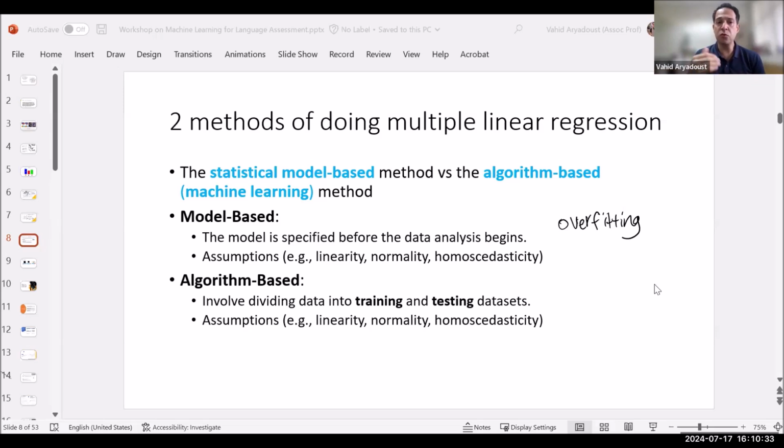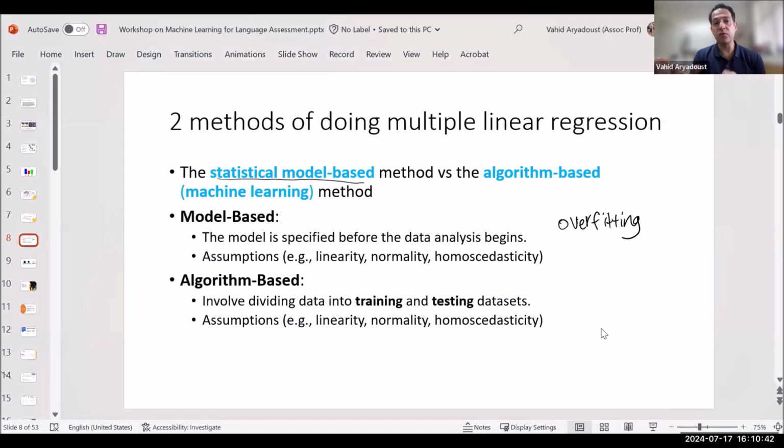This problem is more obvious in model-based or statistical model-based regression than the algorithm-based regression. Why is that? Because, like I said, in an algorithm-based regression model, you divide your samples into training and testing data sets. So the efficiency and accuracy of your model is estimated based on not only its performance on the training data set, but also its performance on the testing data set, as opposed to the model-based data set.